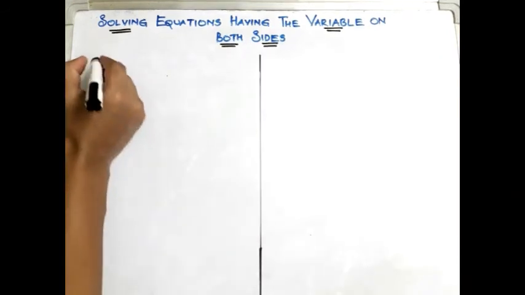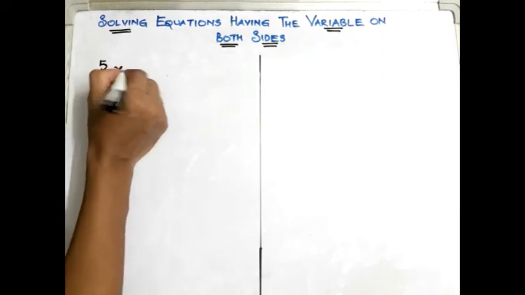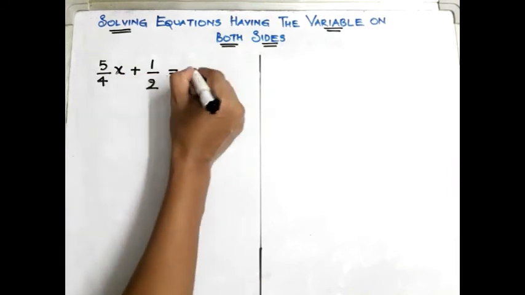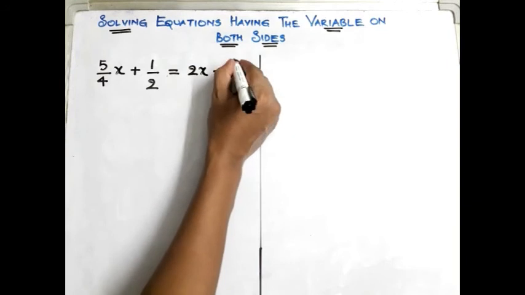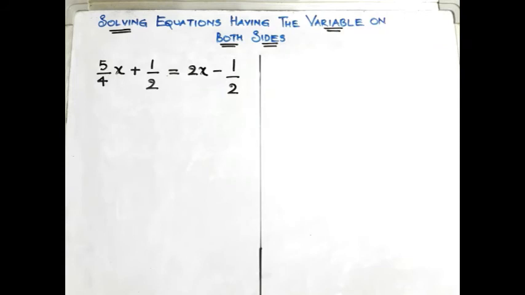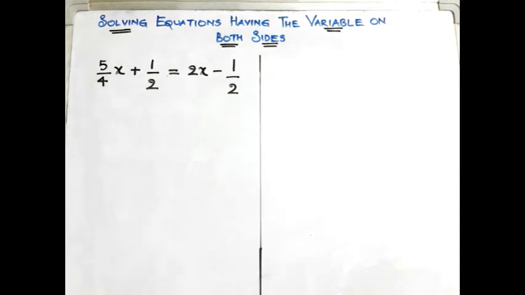Okay, look. So the problem is 5/4 x + 1/2 = 2x - 1/2. Hope you are clear with the question. 5/4 x + 1/2 = 2x - 1/2. Just like the previous solution, first we have to bring the like terms to one side and then we have to proceed with the solution.